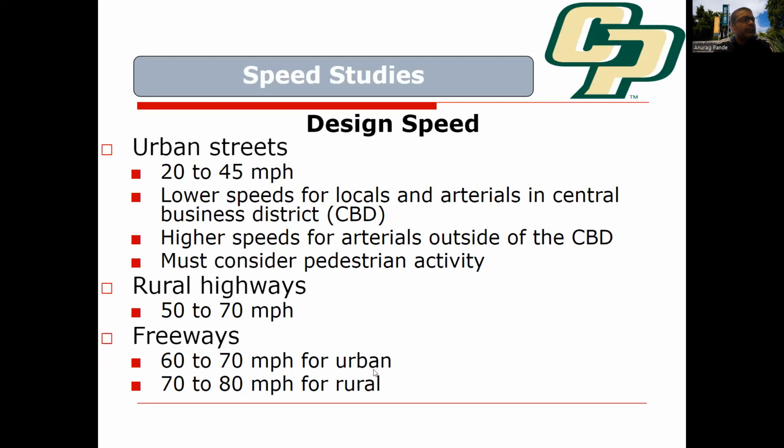Freeways, 60 to 70 miles for urban arterials. And then sometimes it goes as low as 55, and then 70 to 80 miles for rural. I don't think California has any 80 miles per hour speed, but you'll find as high as 85 in certain segments on freeways in Texas. But definitely those are more outlier type scenarios. Typically 70 to 80 miles for rural areas is what you will observe.